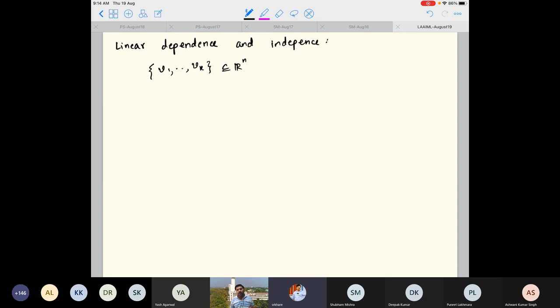So v1, v2, ..., vk are not linearly dependent on each other if, suppose I start with the linear combination alpha 1 v1 plus alpha 2 v2 plus ... alpha k vk equal to 0, this implies that all the alphas are 0. Then I'll say that v1, v2, ..., vk are linearly independent.